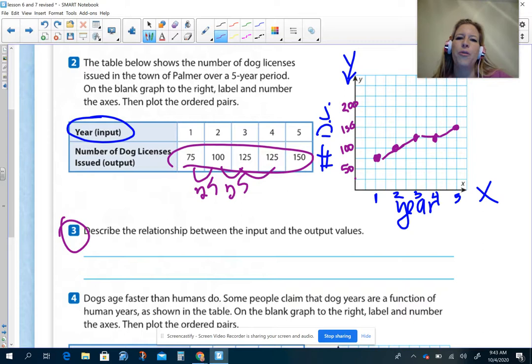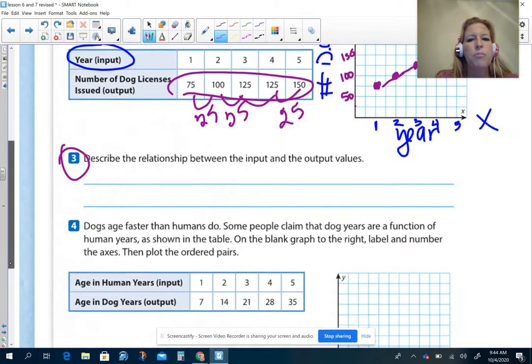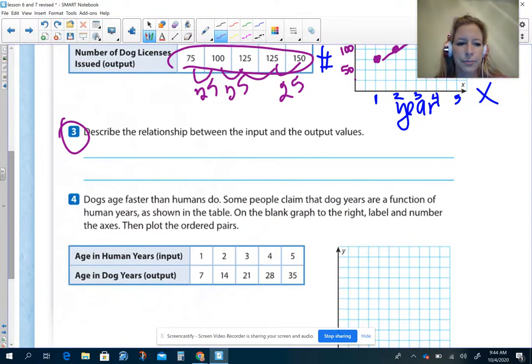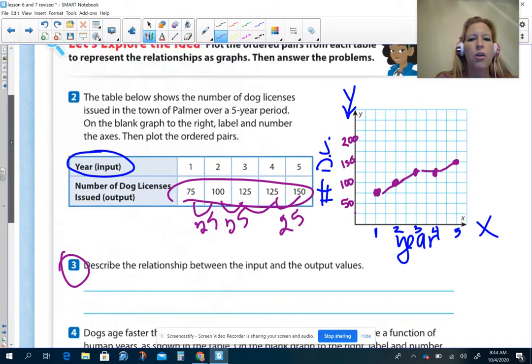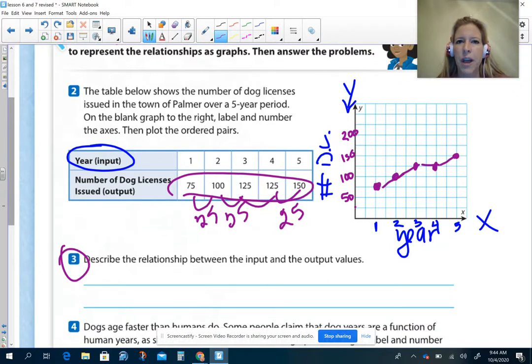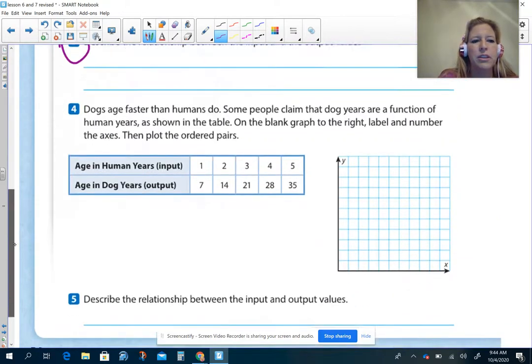What happened from year 3 to 4? We had the same amount, right? And then what happened from year 4 to 5? We had another 25 more dogs, right? So with each year, we're increasing almost. That would be our relationship, right? Most years we were increasing by 25. Okay, so how do you feel about this one? We feel okay? Kind of looking at reviewing a little 6th and 7th grade? Yeah, all right. So let's look at this one.